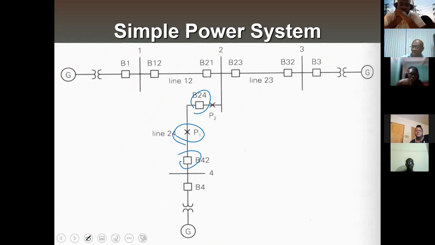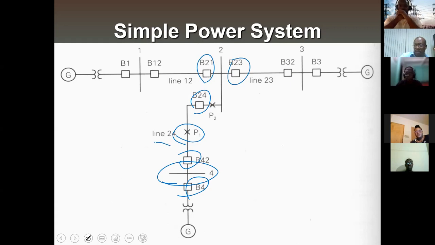Next question: because of the overlap, if the fault doesn't clear in time, it means this is going to escalate to a bus fault. So B4 is going to trip, and these two are going to trip. Not clearing P1 in time will escalate the fault and more customers would lose power.